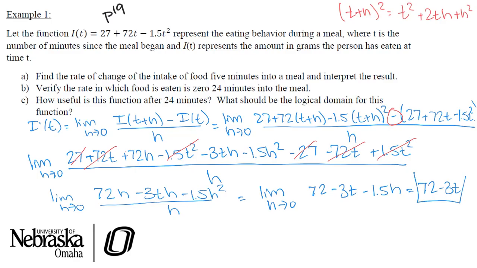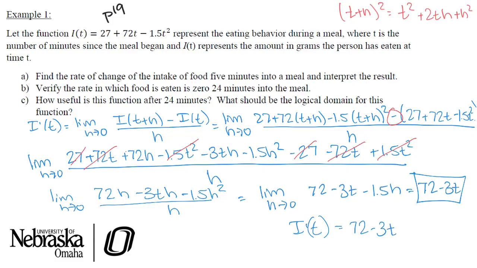So this is the instantaneous rate of change, the derivative, the slope of the tangent line, all of those things at a given t value. We can write it more officially: I prime of t equals 72 minus 3t.